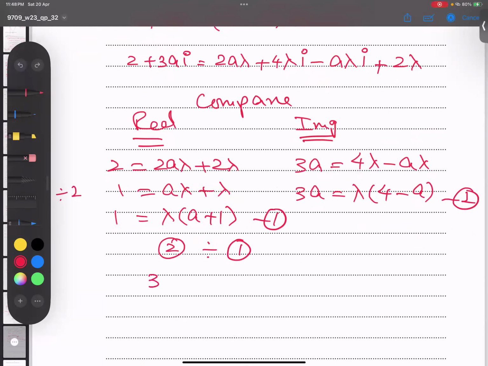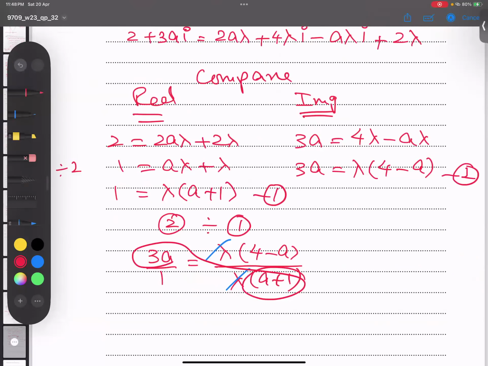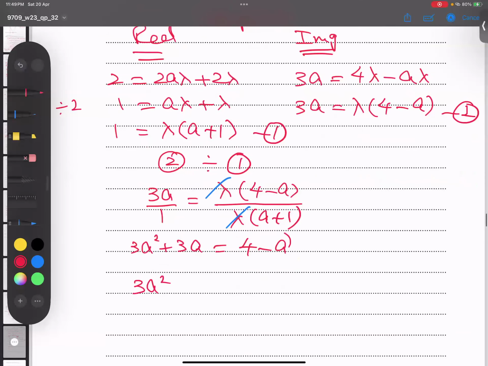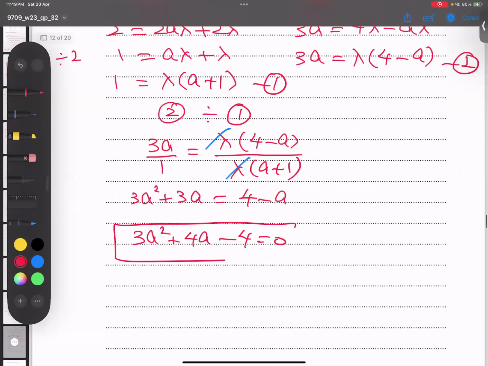3a by 1, left with the left: lambda times 4 minus a over lambda times a plus 1, right with the right. And lambda cancels out. Now cross multiply, this multiplying with that. So I get what, student? 3a square plus 3a, and 4 minus a is already here. All shift to the left hand side, this goes there. Plus 4a minus 4. And let's see: 3a squared plus 4a minus 4, proved. So alhamdulillah rabbil alameen. So this is done. Now let's go for the next part.